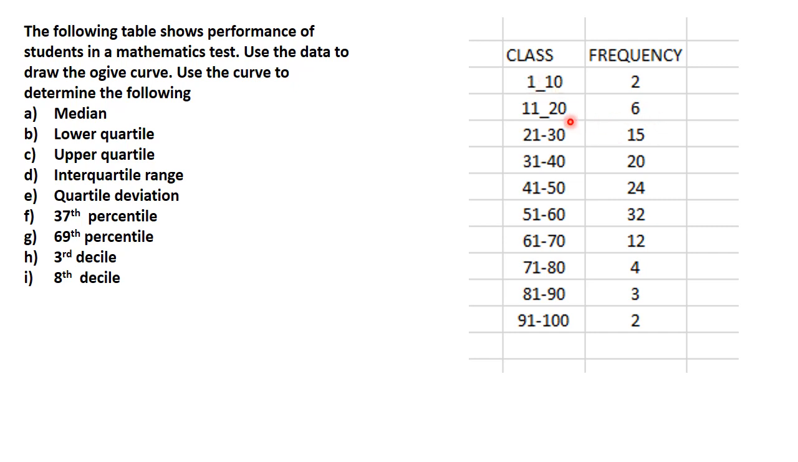6 students scored between 11 and 20. 15 students scored between 21 and 30. And 4 students scored between 71 and 80. 2 students were excellent students, scored between 91 and 100. The total number of students was 120. We shall see that. And so let's begin.